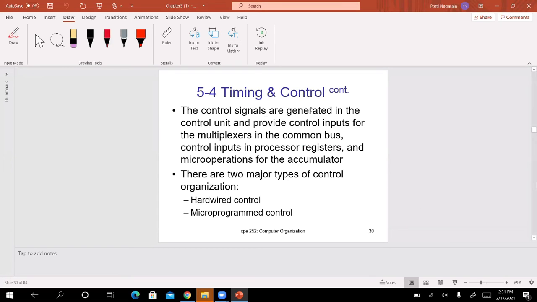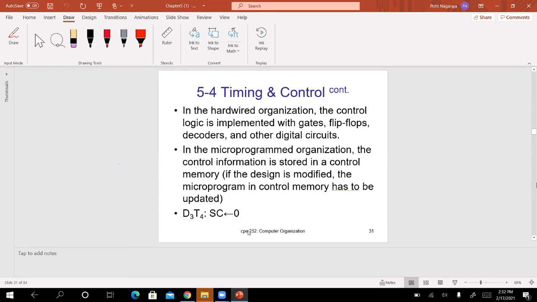Then the control signals. In general, the control signals are generated in the control unit, and those are the inputs for the multiplexers in the common bus and the control inputs for the processor registers. We can design the control unit in two ways: hardware control unit and microprogram control unit. A hardware control unit we build with the help of combinational circuits, whereas a microprogram control unit we build with the help of microprograms stored in the control memory.